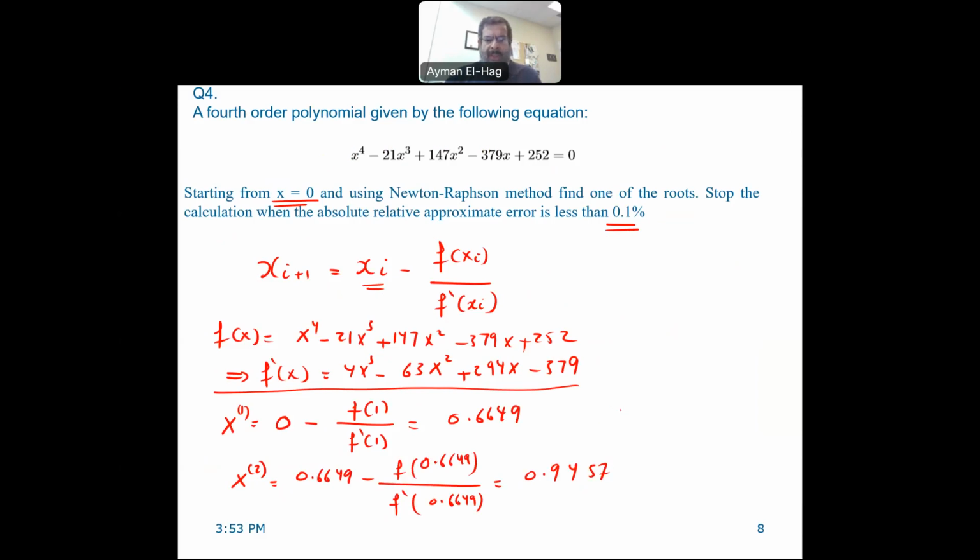And if you do that, you will find that the answer is equal to 0.9457. So let's calculate the error between these two consecutive iterations. Your approximate error is equal to the current solution, 0.9457, minus the previous one, 0.6649, divided by 0.9457, all in absolute value, all times 100, and this will give me 29.7%. Still a very high error. Because this is the first error we calculate, now let's go for the coming iteration.